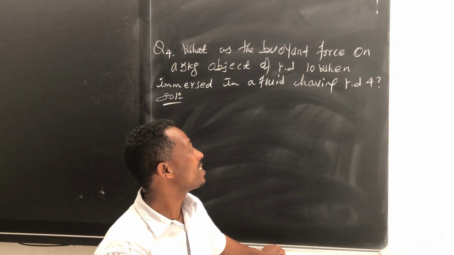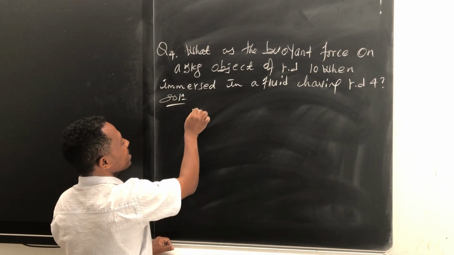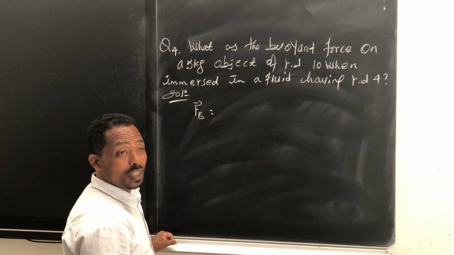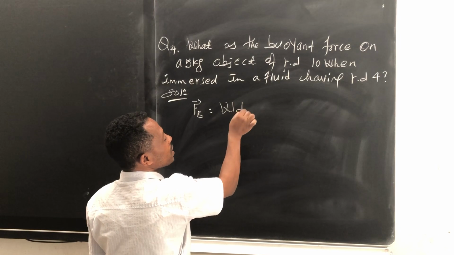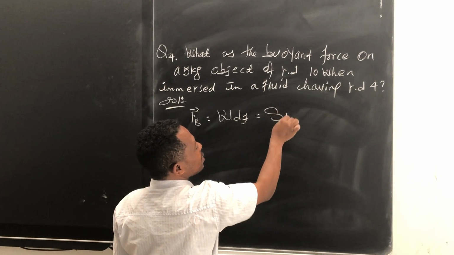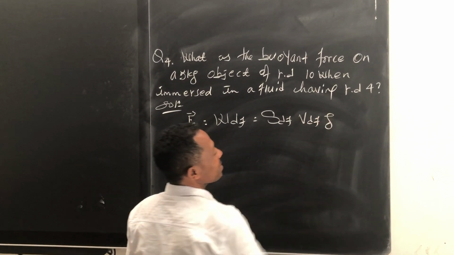First, as you know, the force of buoyancy from the Archimedes principle is equivalent to the weight of the displaced fluid. That is, the density of the displaced fluid times the volume of the displaced fluid times g.